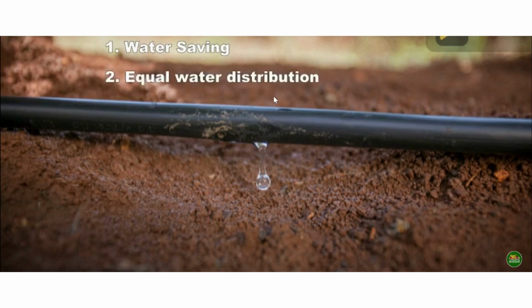What are the advantages of the drip irrigation? First of all, it saves water. And second, it gives equal water distribution.